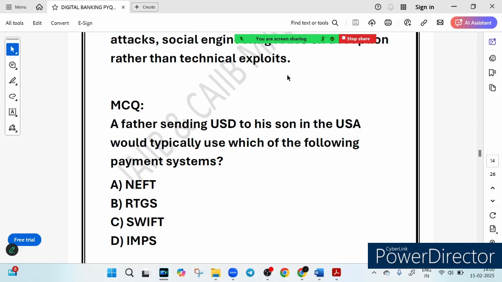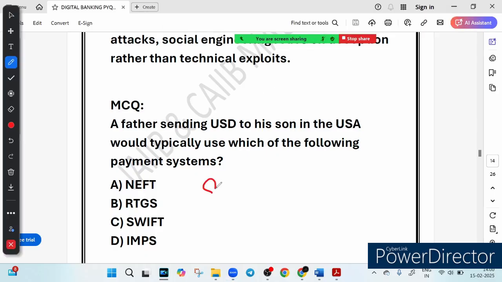What is the full form of SWIFT? Please let me know in the comment section. It stands for Society for Worldwide Interbank Financial Telecommunication. It connects banks globally and allows funds to be transferred in different currencies across borders. So for example, a father in India wants to send US dollars to the USA. SWIFT is the only system that supports international remittance. That is why option C is the correct answer to this question.